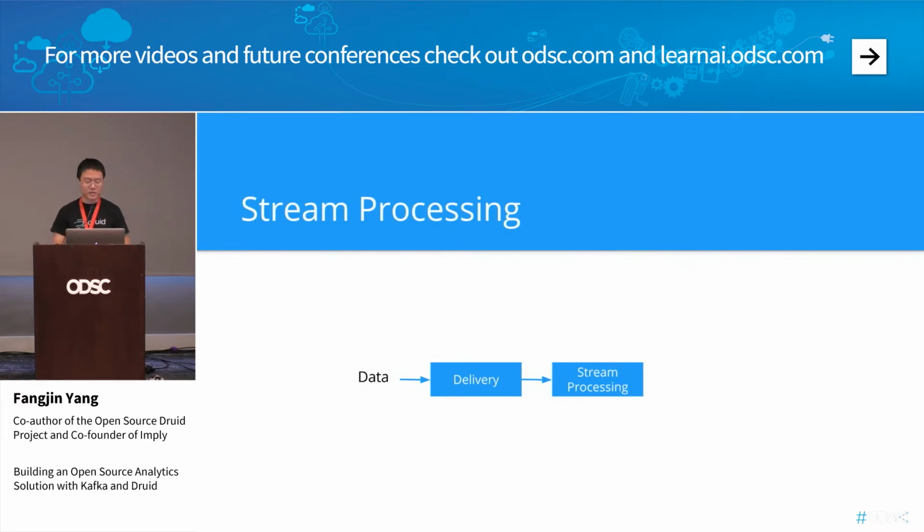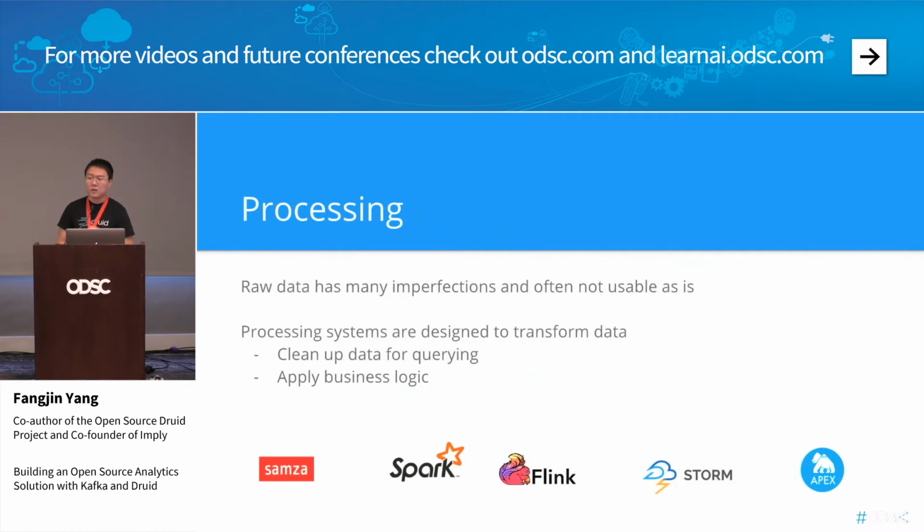The next class of systems I want to talk about is a set of systems designed to process the data after it's delivered, and these are stream processing systems. As I briefly touched upon, raw data in its created form is often very difficult to use. It has many imperfections. It has nulls that might want to be replaced with an actual string value. It has a variety of things that need to be cleaned up. And processing systems are most dedicated to doing some transform on the data.